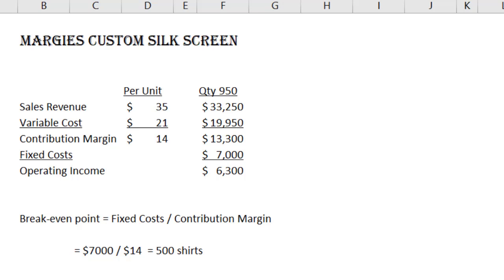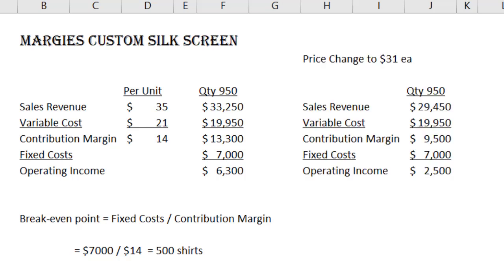However, the manager of her silkscreen shop found out that the competitors are running a sale, and she wants to run a sale too. And that would drop the price of the shirt down from $35 down to $31. And so Margie looks at her new cost, volume, profit, income statement to get a feel for the impact of this. If they change the price from 35 down to 31, then the sales revenues are going to be reduced, right? But her variable costs are still $21 a piece. So that brings the profit down from $6,300 to $2,500.